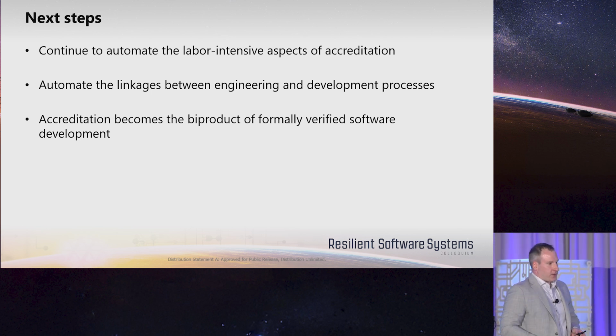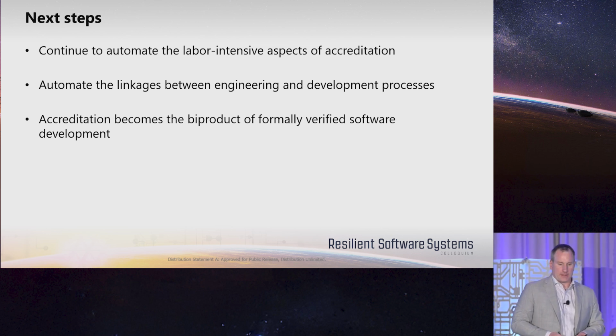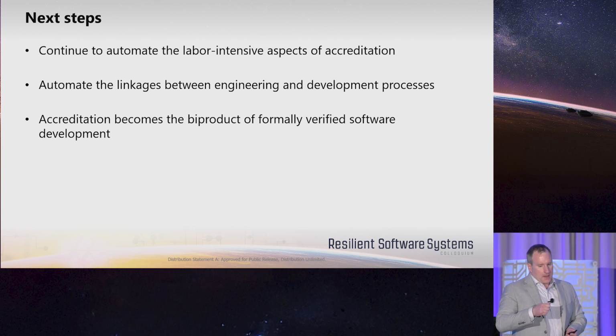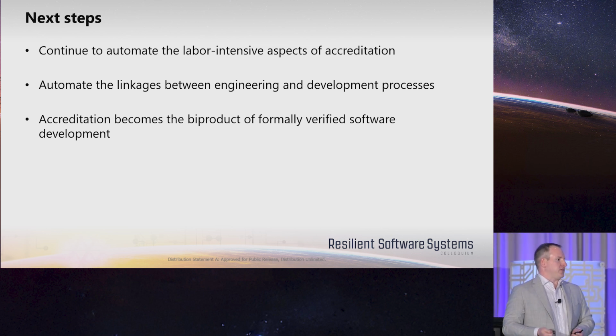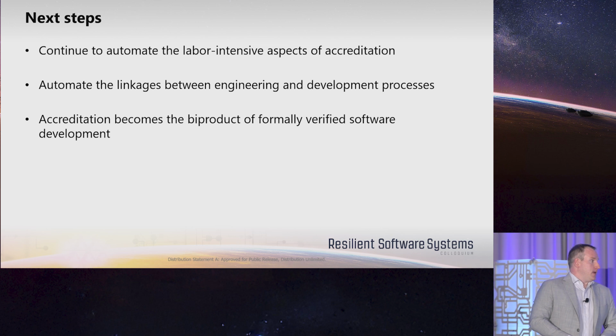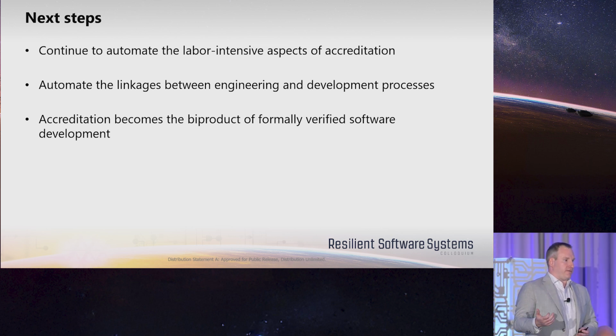But as Rob mentioned earlier, this is DARPA. We want to swing for the moon. So where are we going next? I want to pull behind a curtain a little bit and mention what we're doing next. So continue to automate the labor-intensive aspects of accreditation. How can we make it even better than the tools we have available today are? And the goal of that is that the accreditation becomes part of the development process. It's not some distinct thing.